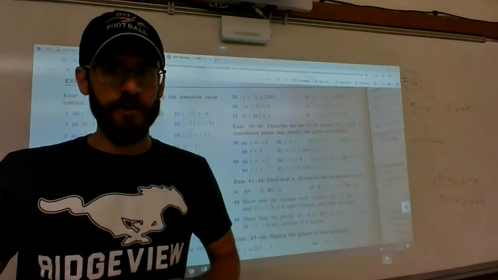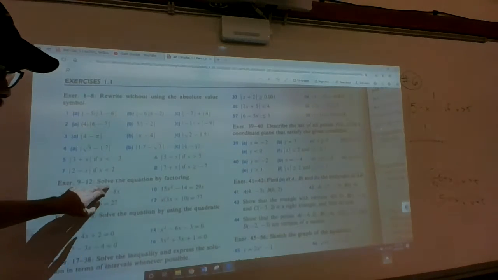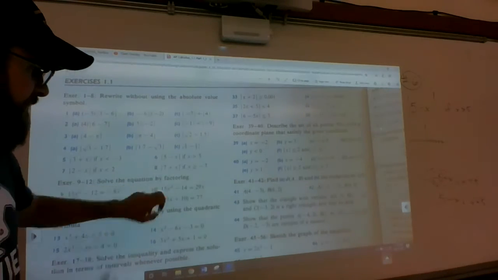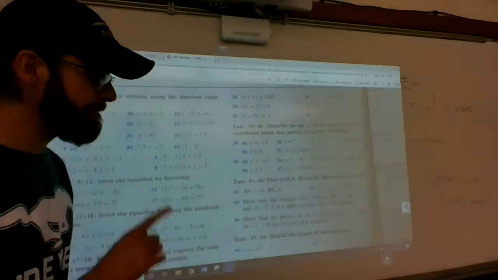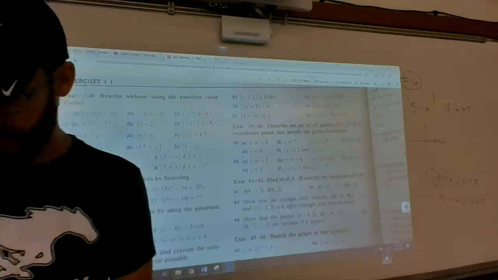Let's move on now to another thing, number 10. Number 10. All right, it says solve the equation by factoring. So they give us 15x squared minus 14 equals 29x.